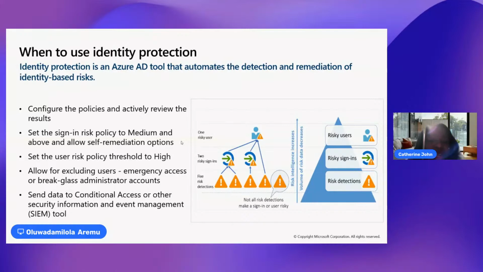And we have emergency access or break glass administrator accounts. These are trying to specify ways of using protection on your identity. For example, if you've signed in more than 3, 4 times, it could easily detect that this user is already at risk. It's going to detect that you're already at risk.